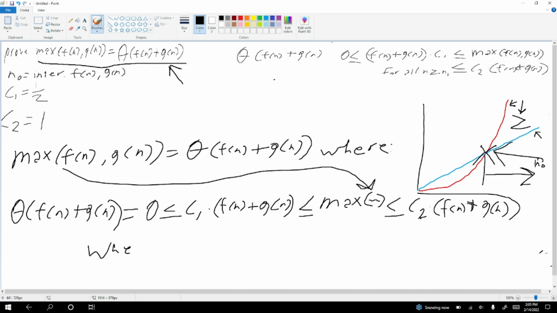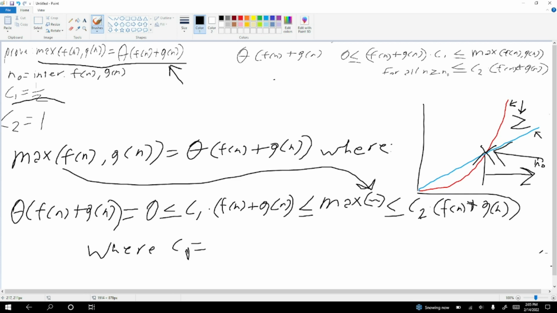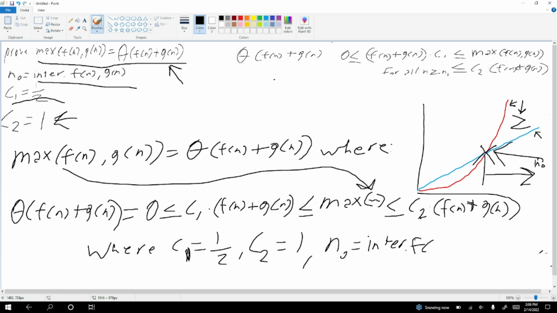where C1 equals 1/2. I just crossed it out, but C1 equals 1/2. We proved that. Where C2 equals 1 and N0 equals the intersection of f of n and g of n.